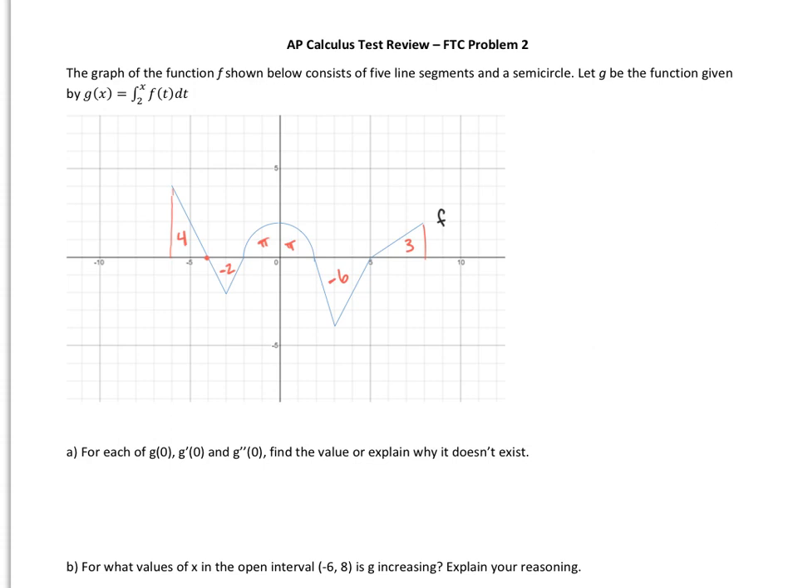So that was the first thing I did. I went ahead and found the areas of those regions. All right, so let's take a look at this first problem. It says, for each of g of 0, g prime of 0, and g double prime of 0, find the value or explain why it doesn't exist.